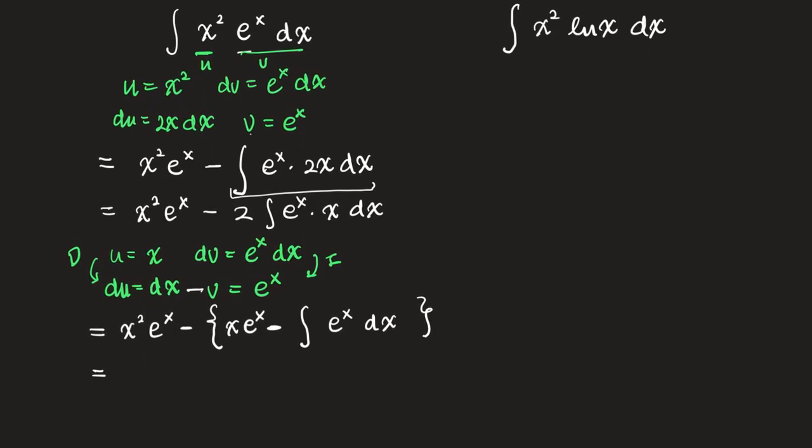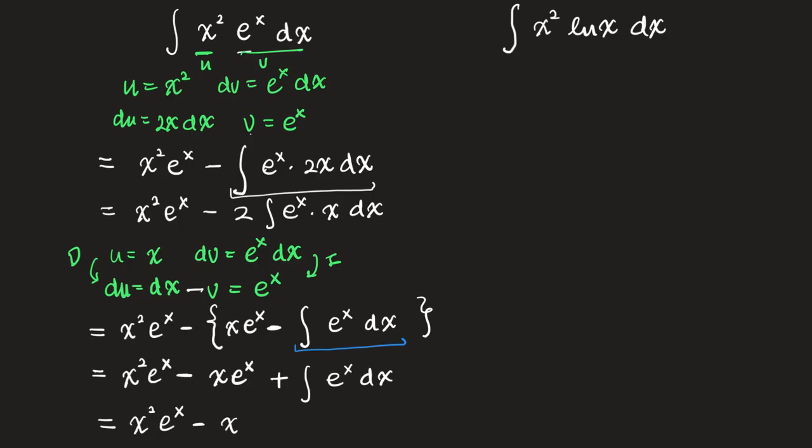Now, when you see this one, can you find the antiderivative? Yes. So x squared e to the x minus x e to the x plus integral e to the x dx. We see x squared e to the x minus x e to the x plus e to the x plus c. So for this integral, you're going to have integration by parts twice.